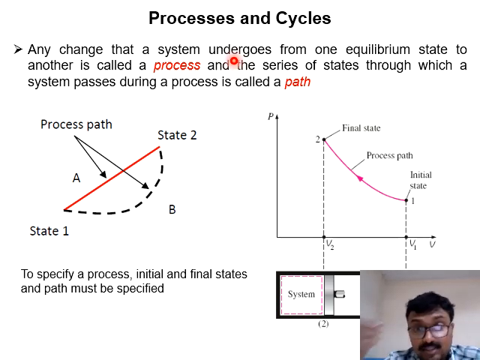Next one is the process. So what is a process? If a system undergoes a change, that is called a process. Now a process has some path. For example, a system is initially present in state 1. With time, it goes to state 2. Now it can go by two paths, one is path A, another is path B. So the change of state 1 to state 2 is called a process, and path means the change follows some way, some path. That is the path.